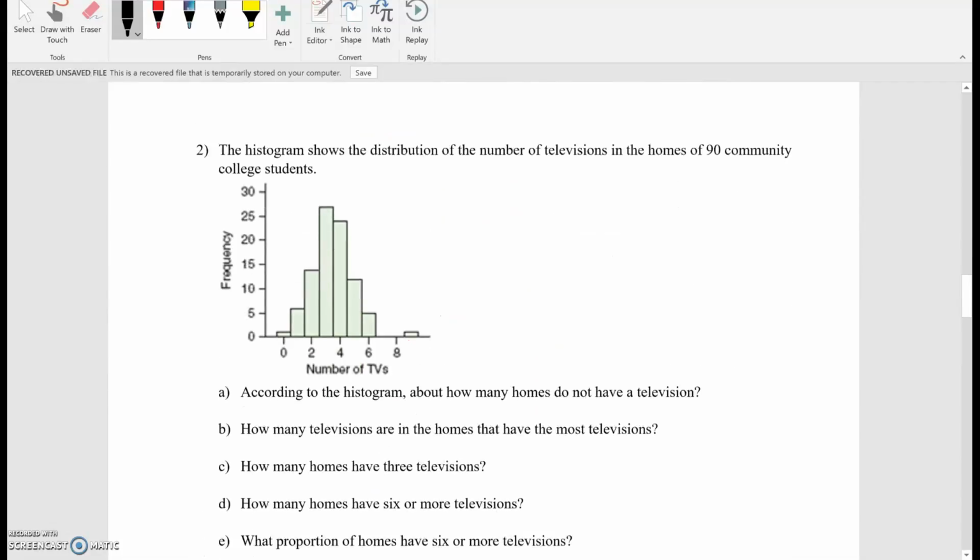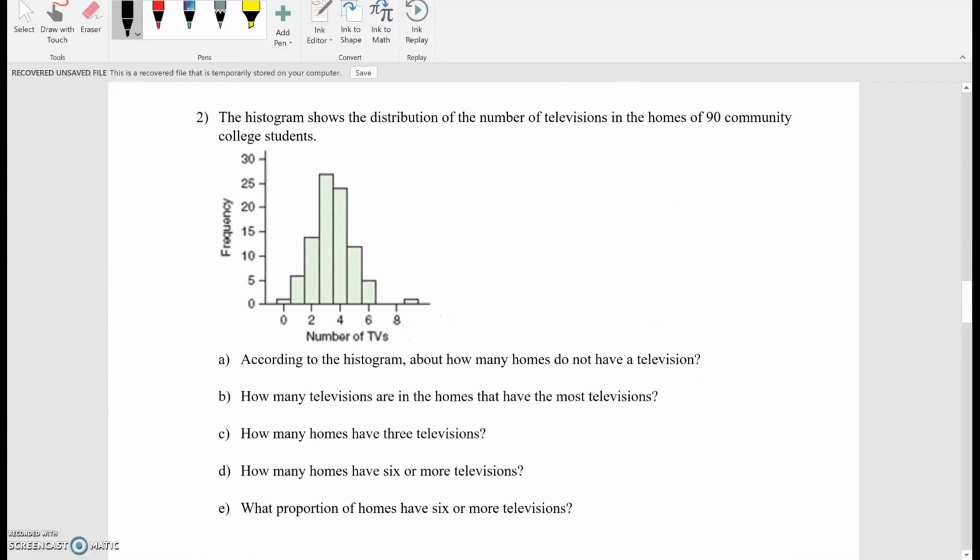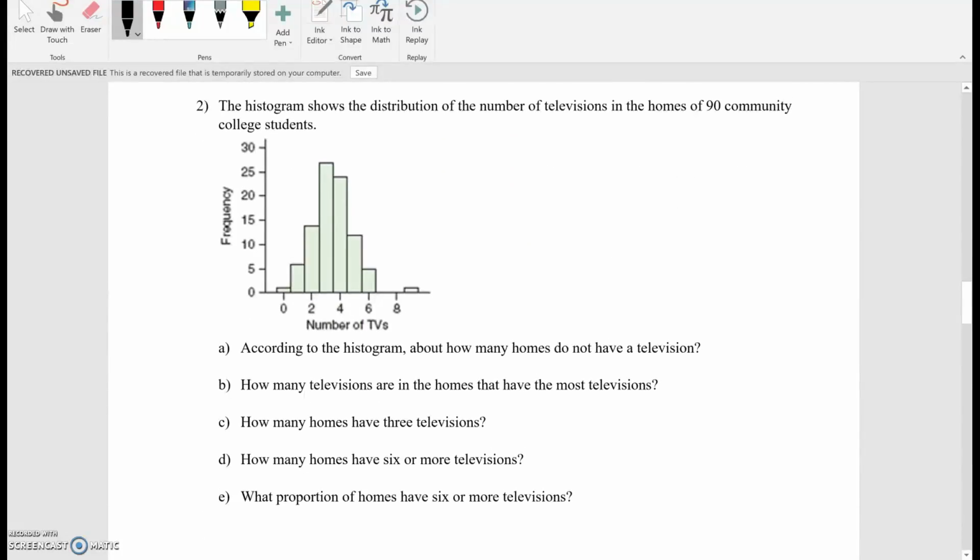Here is my next question. Now I give you a histogram. The histogram shows the distribution of the number of televisions in the homes of 90 community college students. So here is the number of TVs, and this is the number of students, or number of student homes. Be very careful when you're reading this.